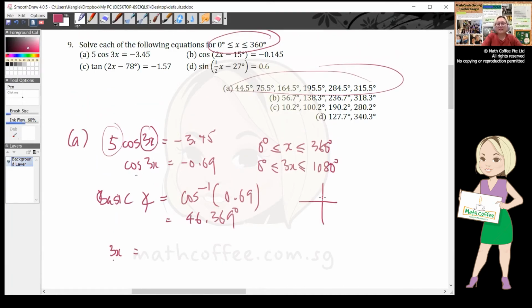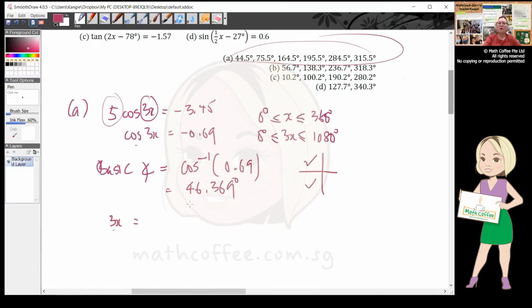So my cosine negative is in the second and third quadrant. Okay, it's so important because I need to know which quadrant it is at. Then we know that over here I need to do which one. So second quadrant is 180 minus the basic. So 180 minus 46.369, I will get 133.631. The second one is 180 plus basic. And I get 226.369.